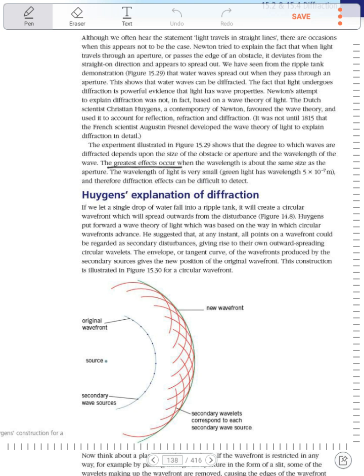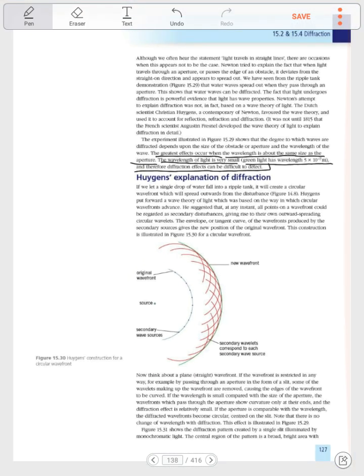The greatest effect occurs when the wavelength is about the same size as the aperture. The wavelength of light is very small. Green light has a wavelength of 5 times 10 to the negative 7 meters, and therefore the diffraction effect can be difficult to detect. So depending on the gap, you can see the diffraction in a better way or a worse way.